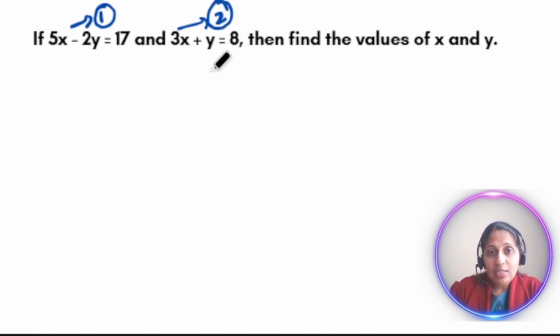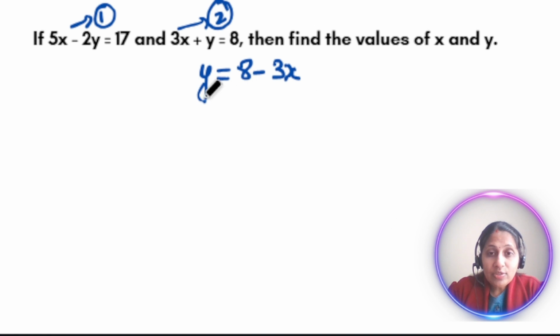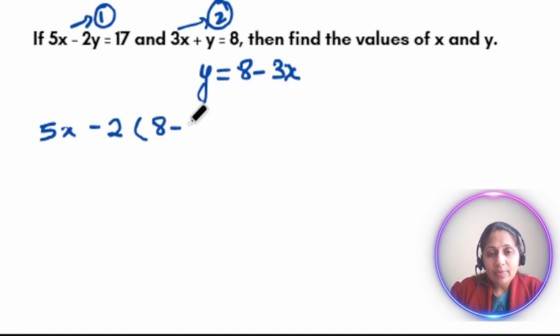So from my second equation, since this y has no coefficient with it, I'll take this y. y equals 8 minus 3x. So I have got an expression for y now. I'm going to substitute this y in my first equation. So 5x minus 2 times (8 minus 3x) equals 17. So now let's multiply this.